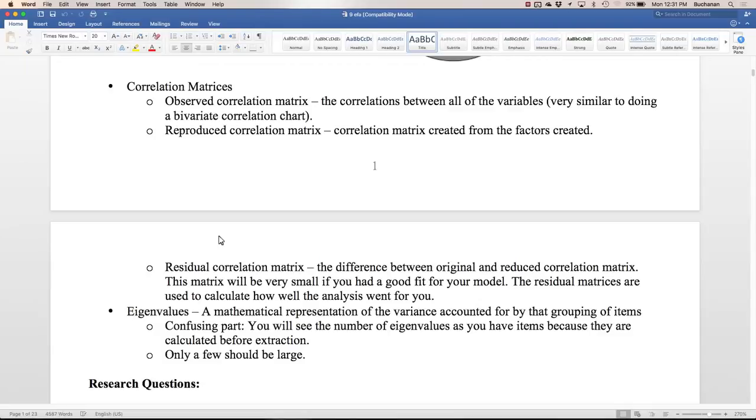Okay. The residual matrix is the original one and the reproduced one. Not reduced, reproduced. And they subtract. Okay, so the residual matrix is the error. So I have this set of correlations. Here's my model of those correlations, subtract. And we're going to use the residual matrix to tell if our model is any good. So really for me, the point of doing this, and we're getting to research questions here in a second, is to create a picture of all the questions that you have.